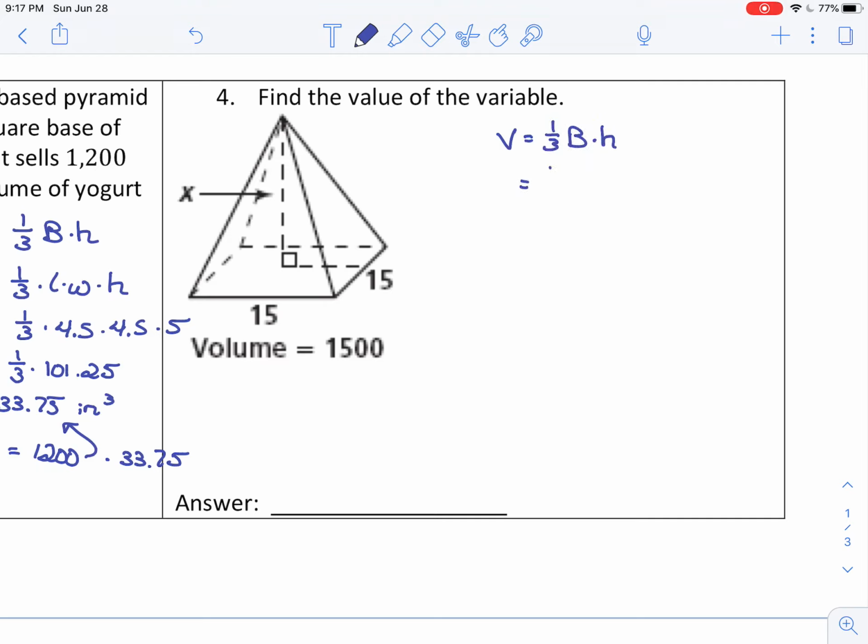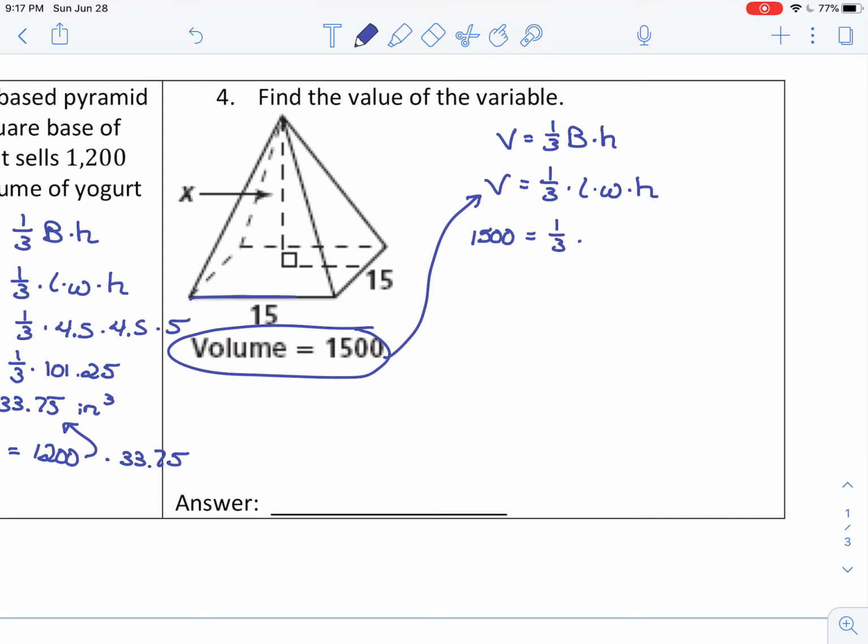And just like the last one, like most of the ones you're going to encounter, the shape of the base will be a square, so I'm going to go ahead and change that to length times width times height. But here's where things are different, because it wants the value of the variable. This is not saying find what V is. I know what V is. And if I know what V is, I'm going to put it in for V. So I'm going to replace the V with 1,500. I'm making an equation.